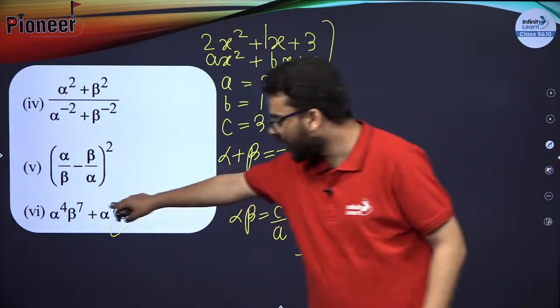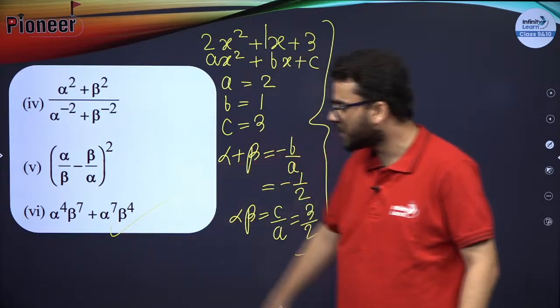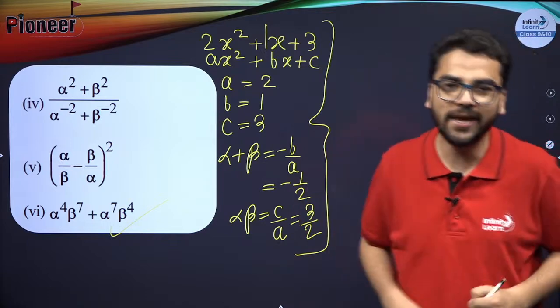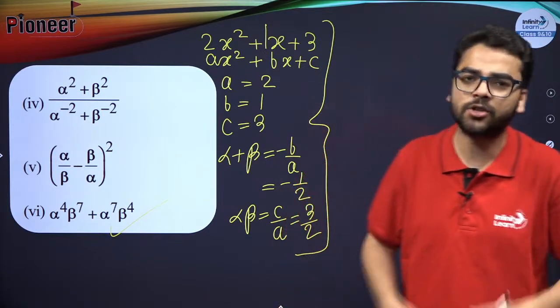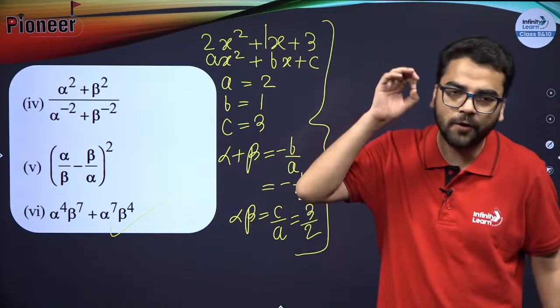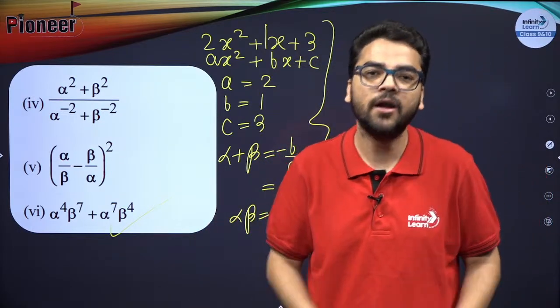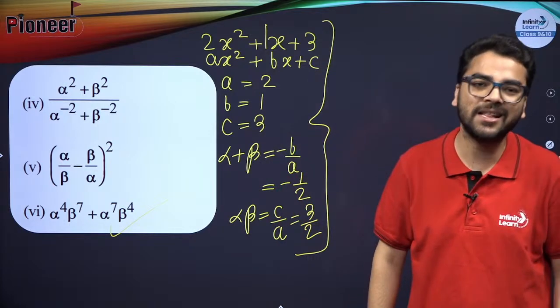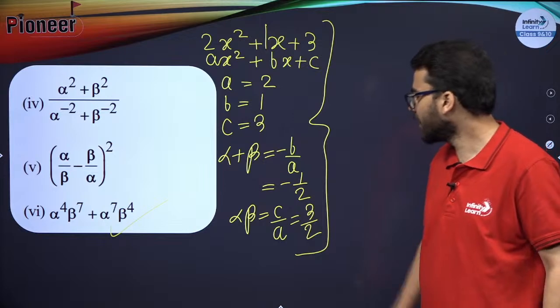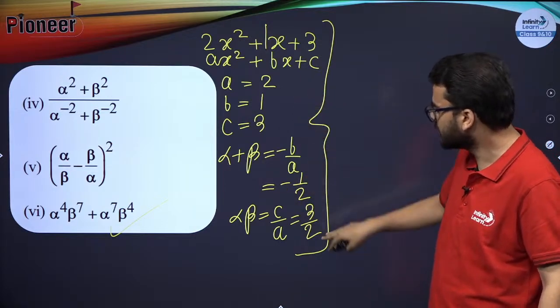So you have to find the value of alpha raised to the power 4 beta raised to the power 7 plus alpha raised to the power 7 beta raised to the power 4. Needless to say, again I am repeating the same thing in every question. You cannot find the values of alpha and beta separately over here, because they will for sure give you a polynomial for which you will not be able to find real zeros. I hope it is clear to you. Okay, so alpha plus beta is minus 1 by 2, alpha beta is 3 by 2, correct.